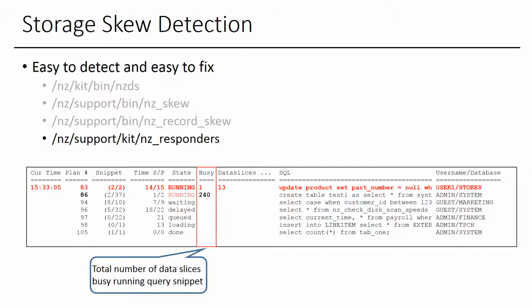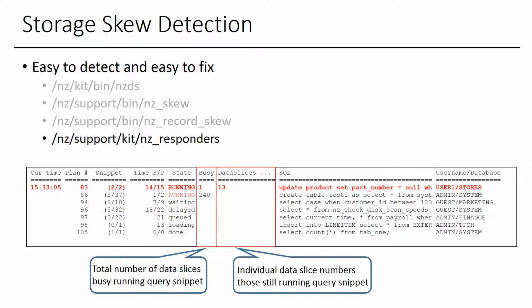That is the case with the plan ID 86 here. But the plan ID 83 is only running on one data slice. It could be an issue if that snippet is running for a longer period. The data slice column lists individual data slice numbers that are still running query snippets. With the plan ID 83, you can see only one data slice is busy, which is data slice 13. It is still busy after other data slices have finished their work.